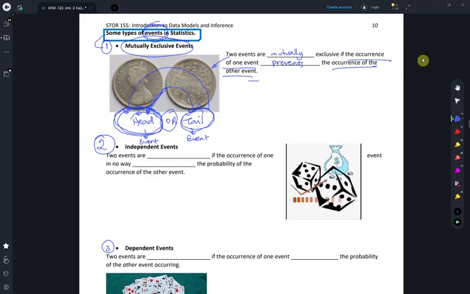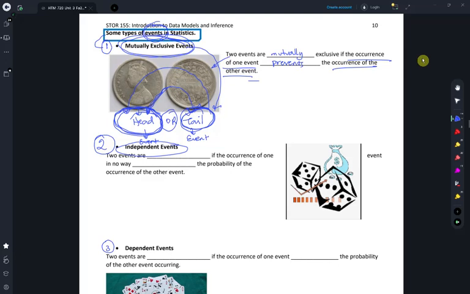So the event of getting a head and the event of getting a tail are said to be mutually exclusive of each other because the occurrence of one prevents the occurrence of the other. Another quick example is if you pull up to a T junction, the event of turning left is mutually exclusive of the event of turning right because both events cannot occur. It's either one of them occurs and thereby prevents the other from occurring.